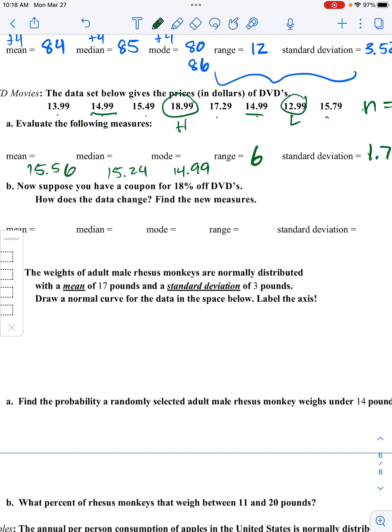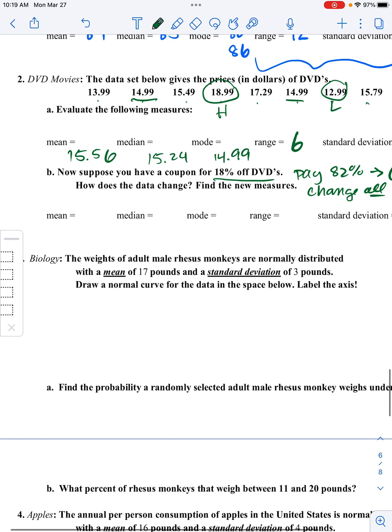If it's 18% off, you would say, okay, well, 100 minus 18 means that I'm going to be paying 82%. So if it's 10% off, you're paying 90. If it's 20% off, you're paying 80. If it's 18% off, like in this example, you're paying 82%, which means you're going to multiply your values by 0.82. That's how you find 82% of something. So if I am multiplying by a number, that changes all 5. That's the deal. If you're multiplying or dividing, all 5 change. If you're adding or subtracting, just the M's.